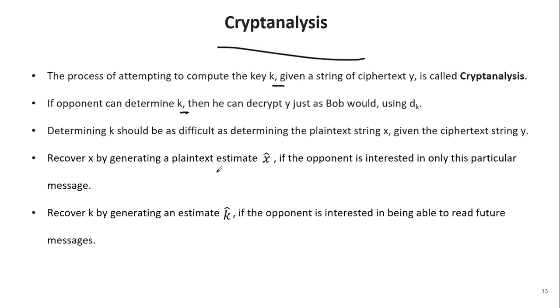The attacker recovers X by generating the plain text estimate X dash if the attacker is interested only in the particular message. But if the attacker tries to estimate the K hat for this K, then the opponent, or the hacker, is interested in being able to read all the future messages, because once the key is known, it can decrypt all the messages.